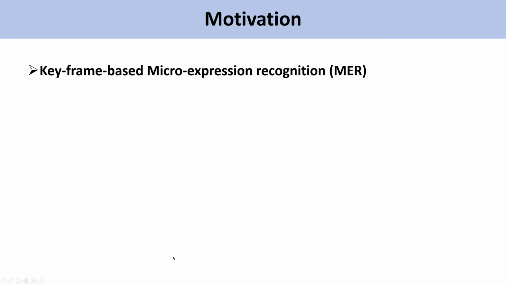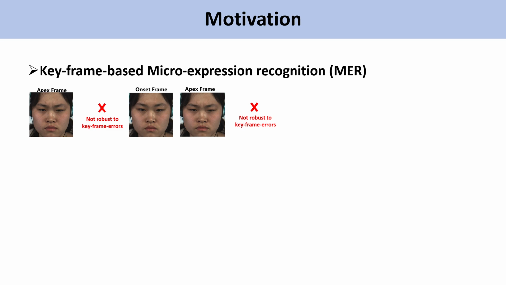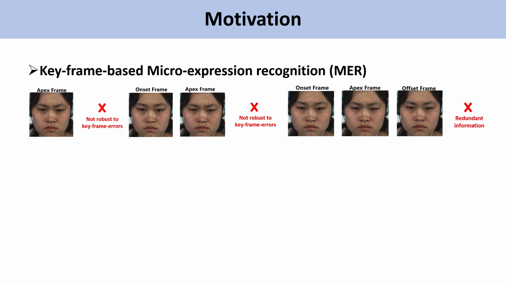The existing methods are mainly divided into 2 categories. The first category is keyframe-based microexpression recognition, which specifically includes 3 forms. 1. Using the apex frame as input. 2. Using the microexpression segment of onset apex as input. 3. Using onset apex offset as input. The second category is video-based microexpression recognition.